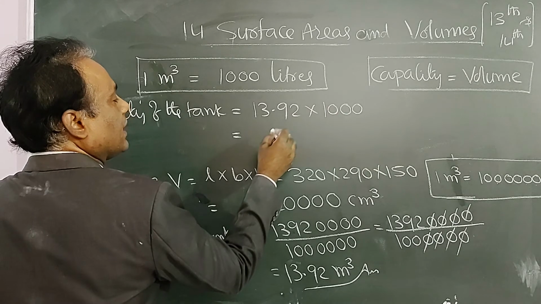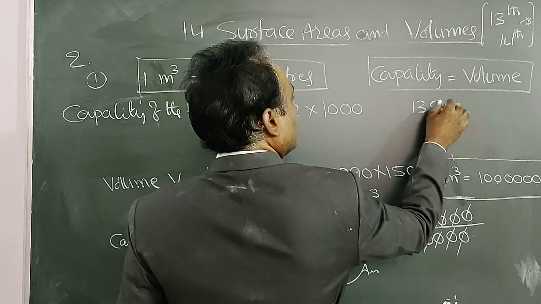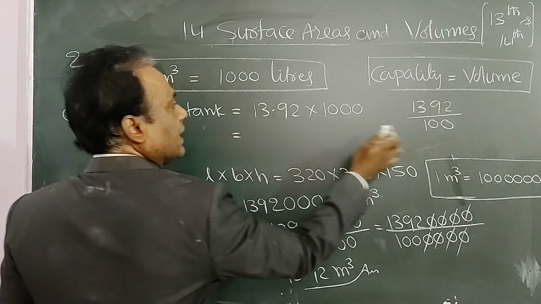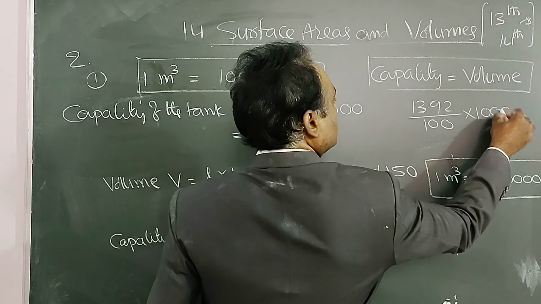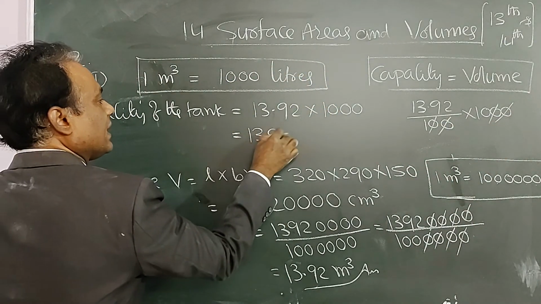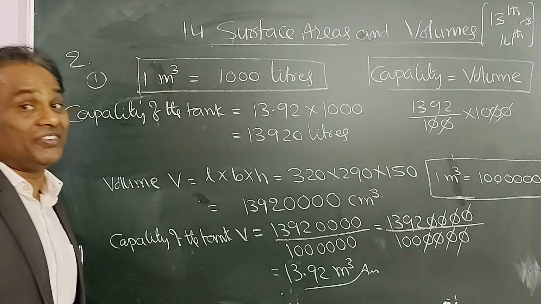13.92 into 1000. Remove the decimal, we get 1392 into 1000. 13,920 liters. See, a lot of confusion.